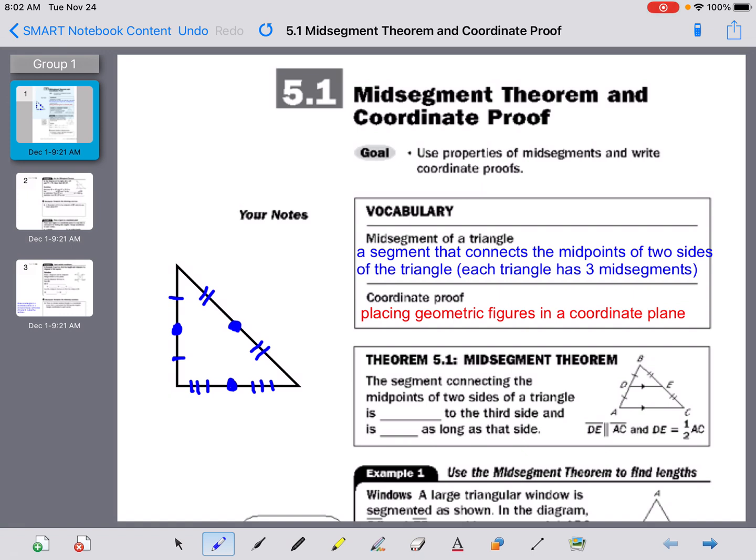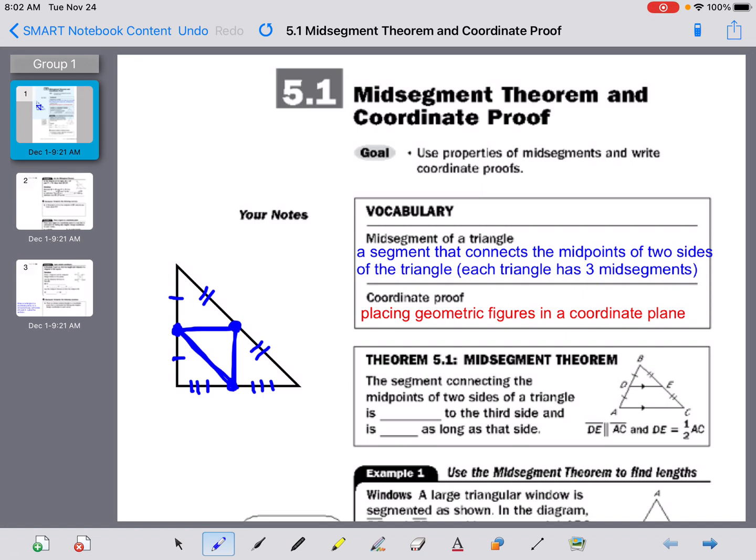So if I join this midpoint to this midpoint, I formed a midsegment. But I can also join this one to this one, and I make a line segment there, a midsegment, okay? And I join this midpoint to this midpoint, and I get a third midsegment. All of those are midsegments. They all might have a different length, but their job is they join a midpoint to a midpoint, okay?